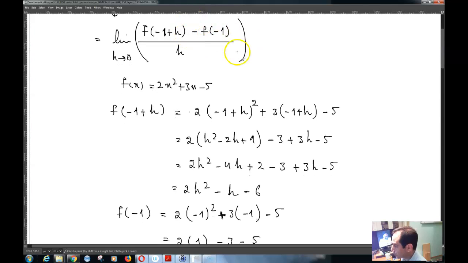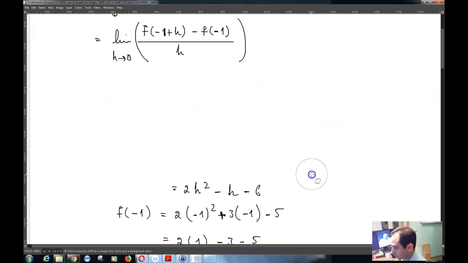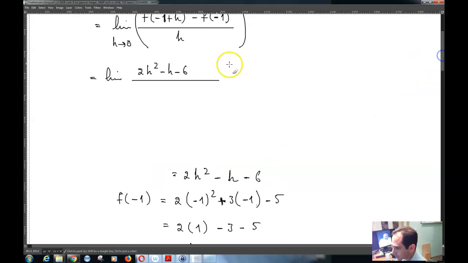So then to calculate this over here, I can just keep this one. So this is basically f of negative 1 plus h. So I can write this as the limit of f of negative 1 plus h, which is 2h squared minus h minus 6, minus f of negative 1. f of negative 1 is negative 6. The opposite of that is positive 6, plus 6 over h as h tends to 0.